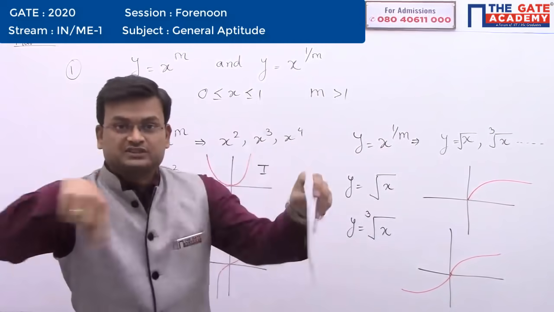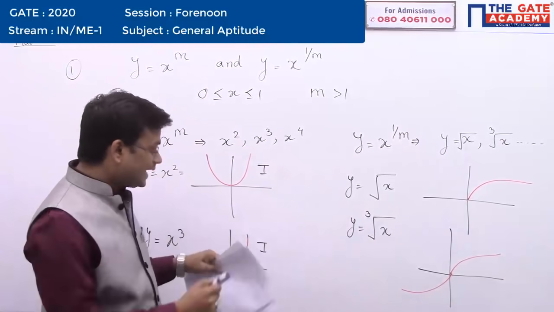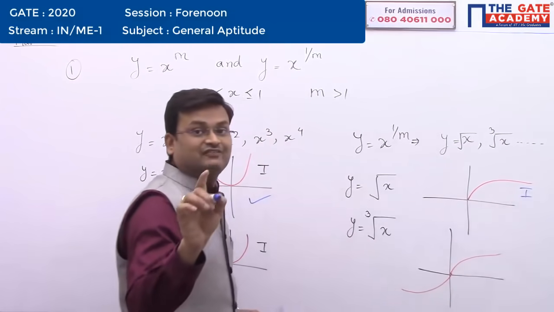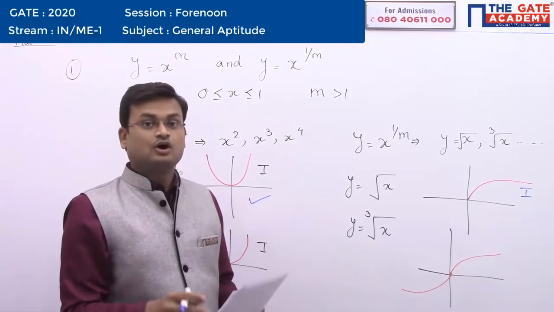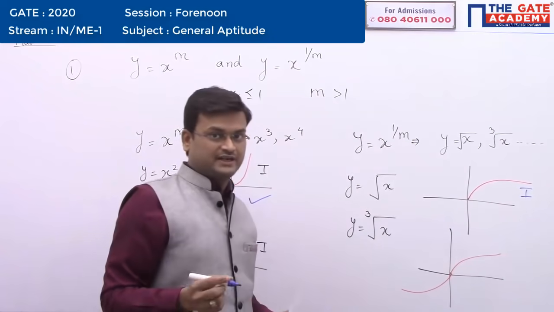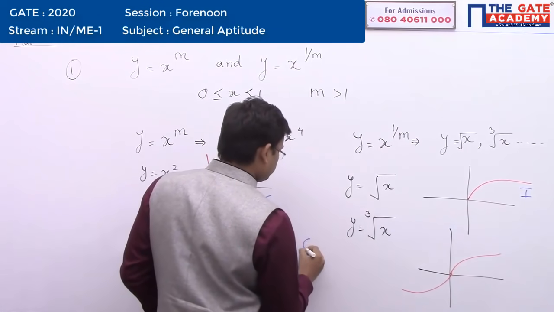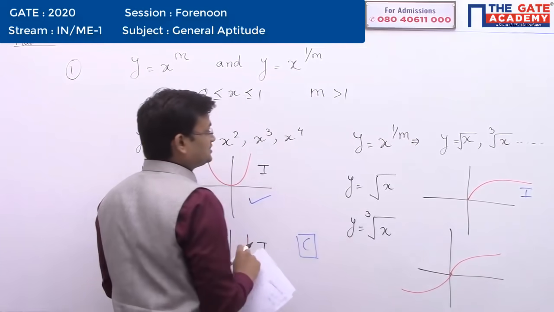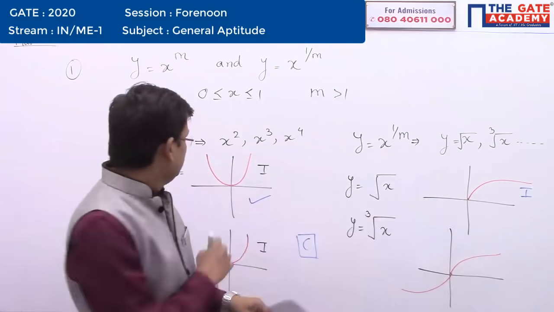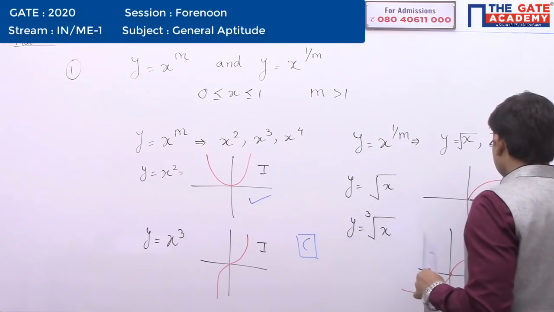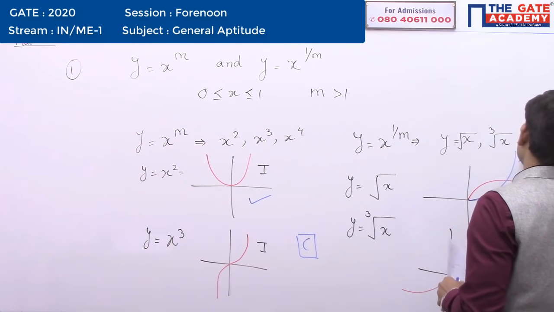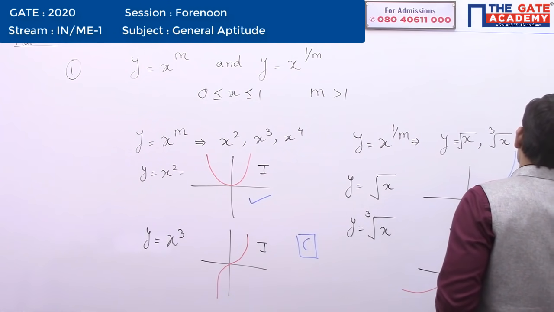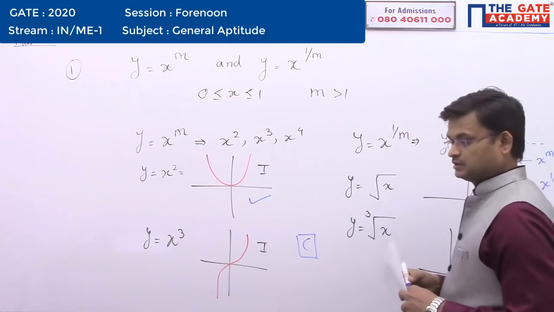Now, let's look at the entire picture. Our question is talking about this segment and this segment. If you know the question, or if you can see the PDF which you have downloaded already, the correct option is option C. So the graph is the intersection of both the graphs. So I'll make the intersection over there. If I add this to this, it will be like this, where this stands for x square and this stands for x raised to 1/m, or x to the power 1 by m.